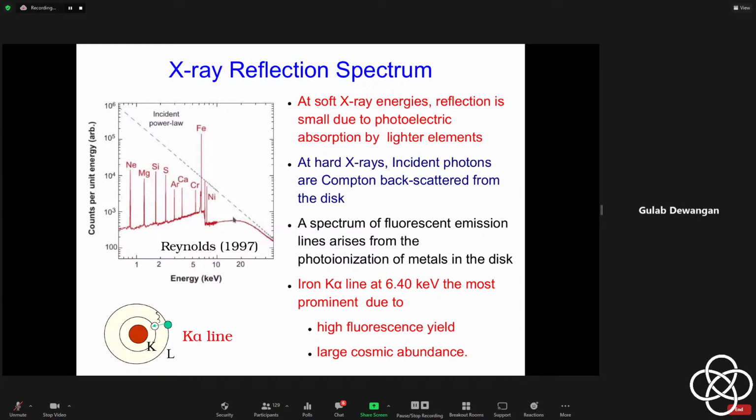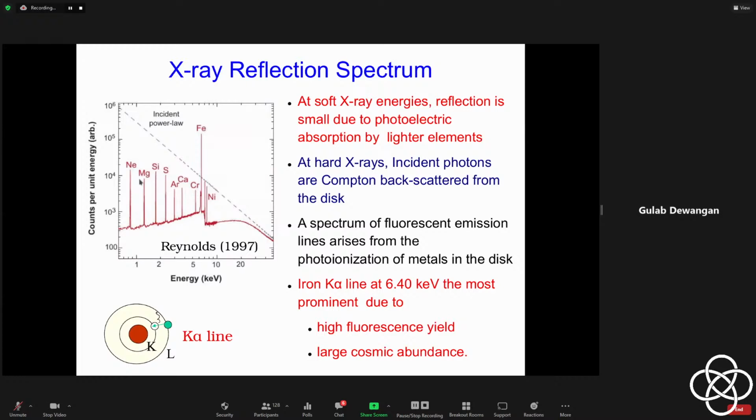And as a result of this photoelectric absorption at lower energy and the Compton recoil process, you see this hump, which we call the reflection hump. So this spectrum is the reflection spectrum, where we have the edge due to the iron K edge, and then fluorescence lines due to, most importantly, iron and even other elements, and this emission hump at around 20 to 30 keV.